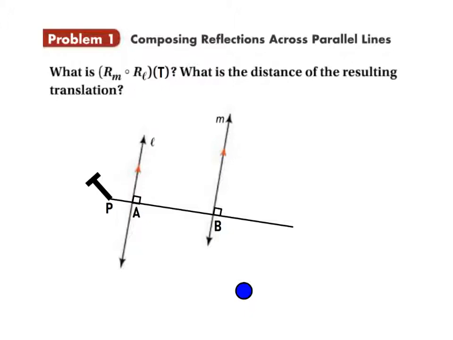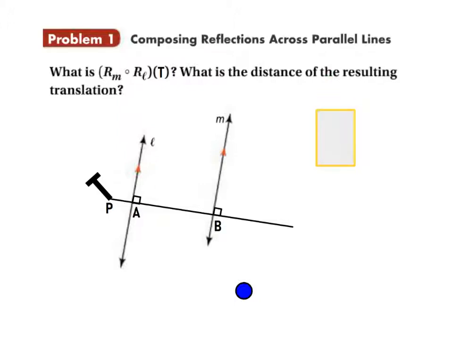Okay, so let's practice this once. Look up here to see, it says you're going to do reflection over M of the reflection over L. So start with the reflection over L, then do the reflection over M. Makes sense. I'm going to do T over L and then that over M. Got it? And then the question is, what's the distance of the resulting?